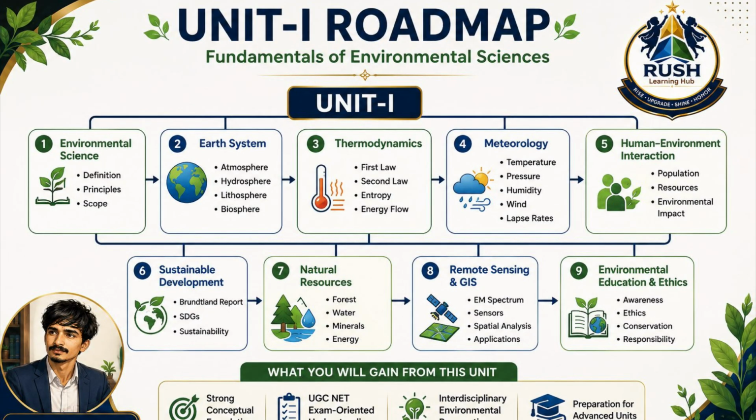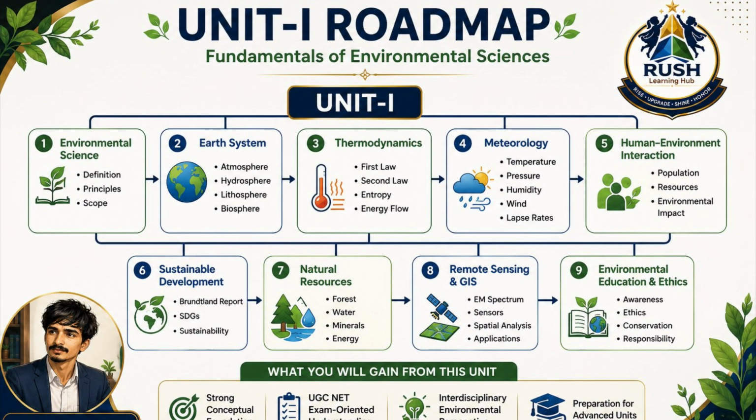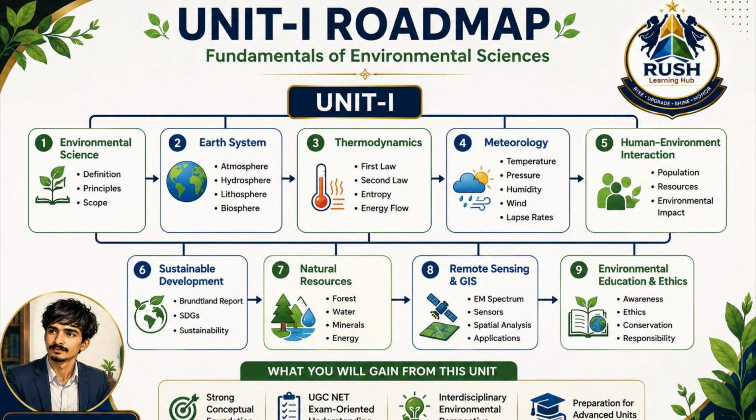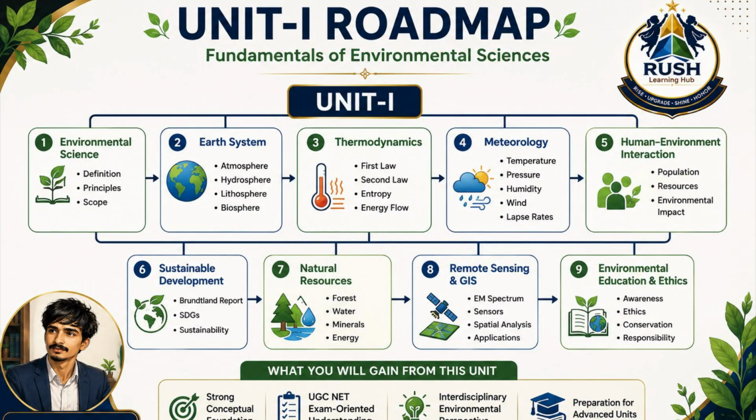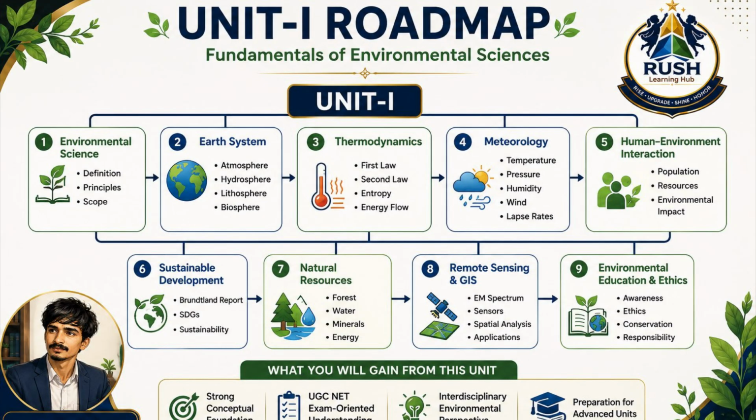The next major area is the Earth system. Our planet functions through four major spheres: the atmosphere, hydrosphere, lithosphere, and biosphere. The atmosphere provides the air we breathe, the hydrosphere includes all water resources, the lithosphere forms the land surface, and the biosphere contains all living organisms. Understanding how these spheres interact is essential for understanding environmental processes.